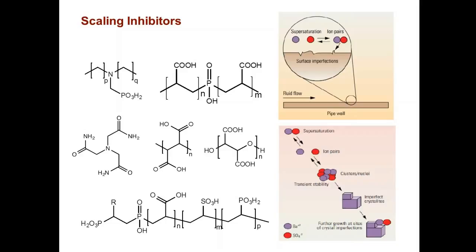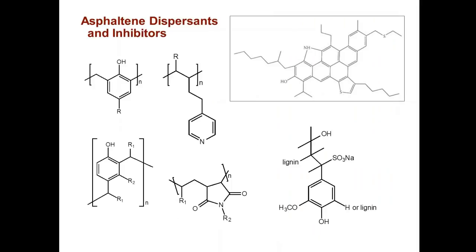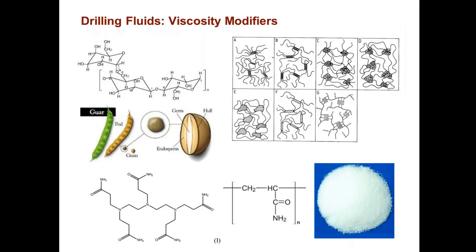A lot of this has to do with ion control. Asphaltene dispersants and inhibitors can be found in terms of controlling the deposition of asphaltene, as shown in this box figure, which can be done by using resins, polymers, or different surfactant-like behavior where the pi intercalation or interaction with the asphaltene allows it to be removed, deposited, or kept in emulsion for a long time.